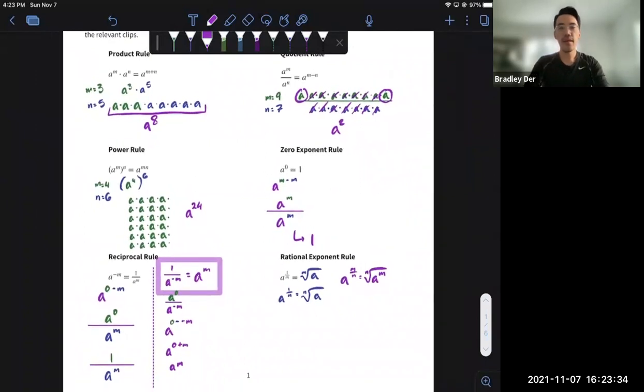All right, so there we go. That is page 1, just refreshing you on your exponent rules. Yeah, you can go ahead and close out the video and then get back to the notes.